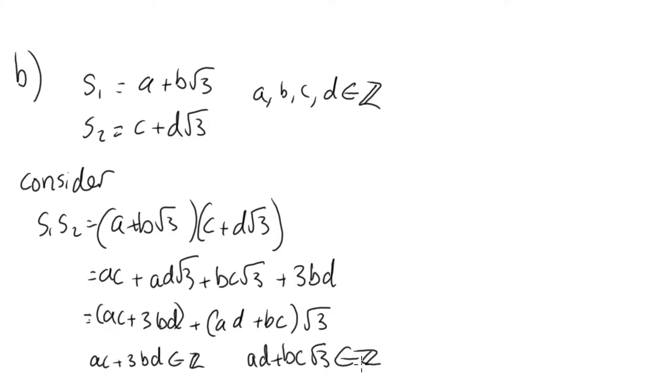The gist of these questions is that you consider two different elements defined to be in the set S, multiply them out, or perform whatever binary operation you've been asked to, and get it into the original form, x plus y root 3. Everything in the set looks like that. Get it into that form, something plus something root 3, and match it up.